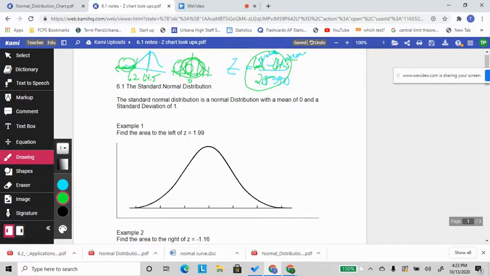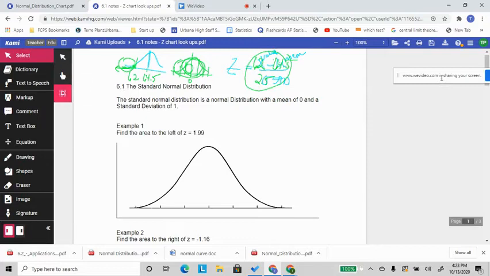So the empirical rule is great, but we use it a lot for just estimating when we don't necessarily have the z-score chart, or we just need an estimate. We're actually going to go through and use the z-score chart now to find exact percentages. So let me clean this up a little bit.